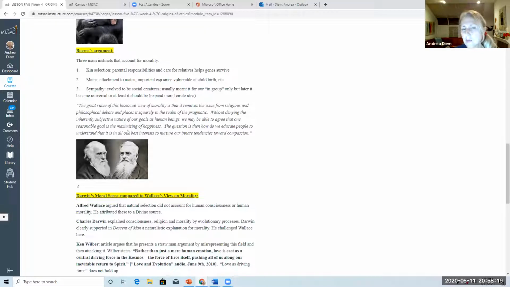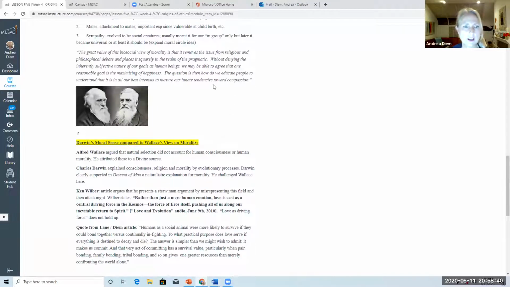It's actually the last couple words I really like, that nurture our innate tendencies towards compassion. Again, the evolutionary explanation is not that it's a crazy, wild, animalistic world out there for the human being. It's rather that we're innately hardwired to be compassionate, and it's the anomaly not to be. So that is a very interesting little section right here.